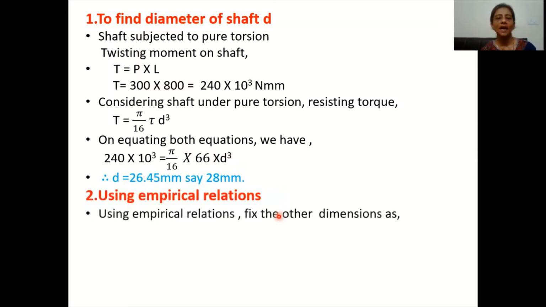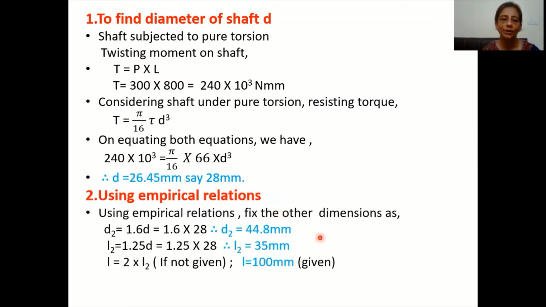For boss design, we will be using empirical relations. Outer diameter of boss is 1.6 times diameter of shaft, which will be 44.8 mm. Length of boss is 1.25 times diameter, so it is 35 mm. If not given, we will use overhang length as 2 times L2, but here we are given the overhang length as 100 millimeters. So we will use that dimension only.